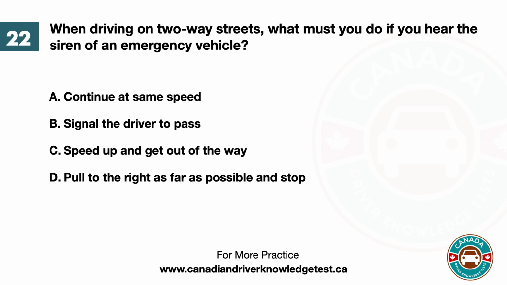Question 22. When driving on two-way streets, what must you do if you hear the siren of an emergency vehicle? A. Continue at same speed. B. Signal the driver to pass. C. Speed up and get out of the way. D. Pull to the right as far as possible and stop. The answer is D. Pull to the right as far as possible and stop.